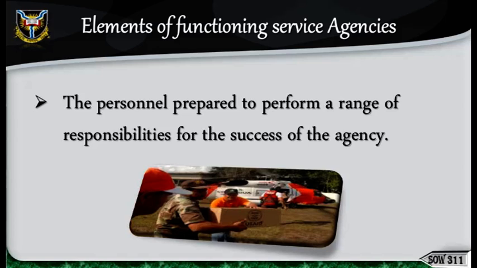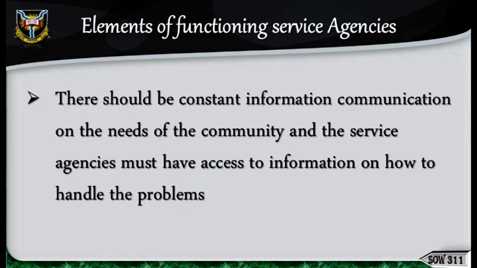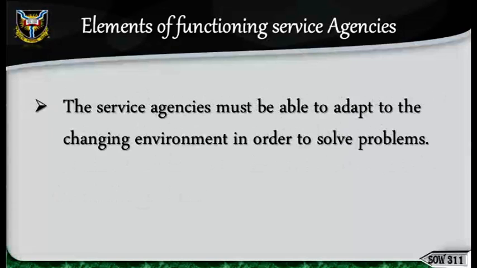4. The personnel are supposed to be prepared to perform a range of responsibilities for the success of the agency. Qualified human resources in terms of administrators and professionals should be in the service agencies. 5. There should be constant communication of information on the needs of the community, and the service agencies must have access to information on how to handle the problems. Without adequate information, agencies cannot be aware of the changes to which they must respond if they are to serve and fulfill their mandate.